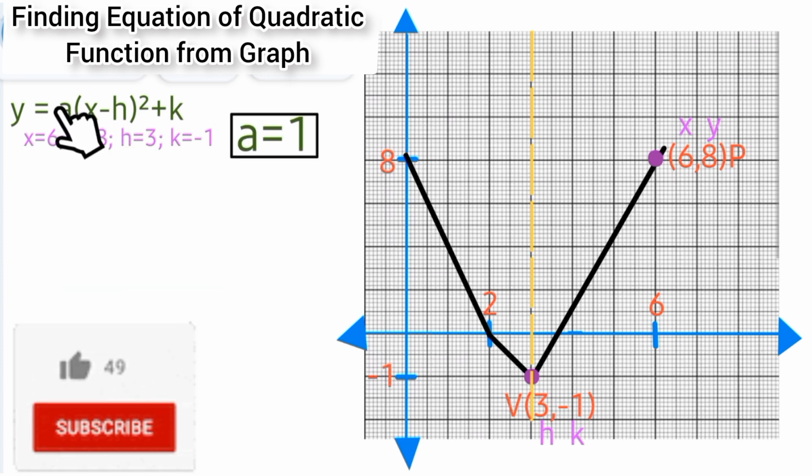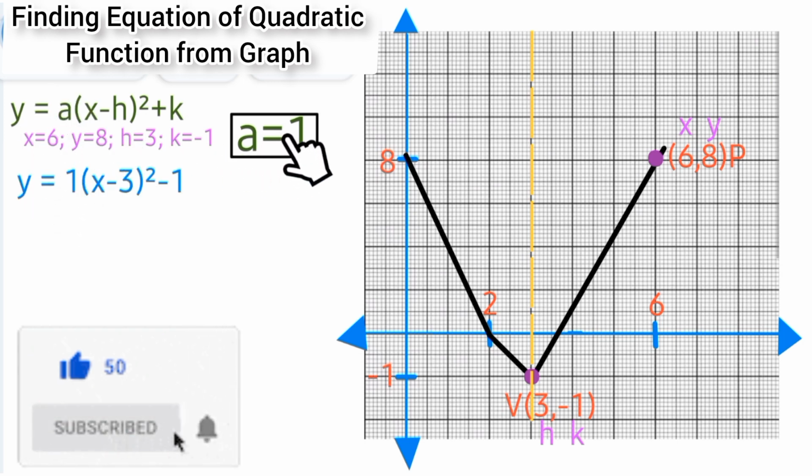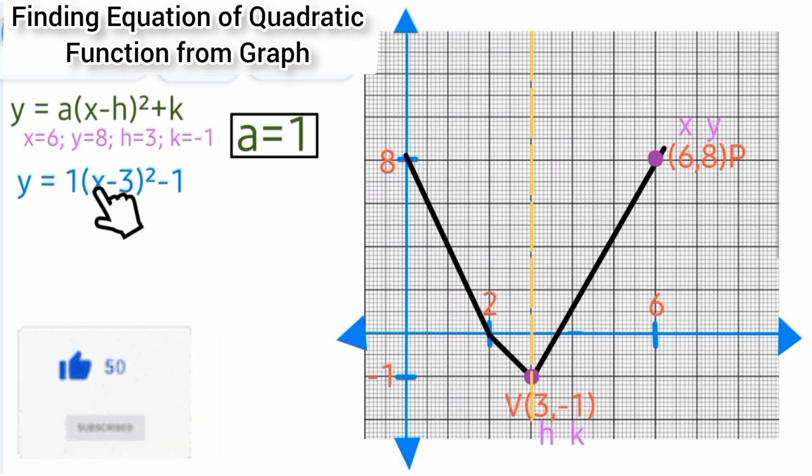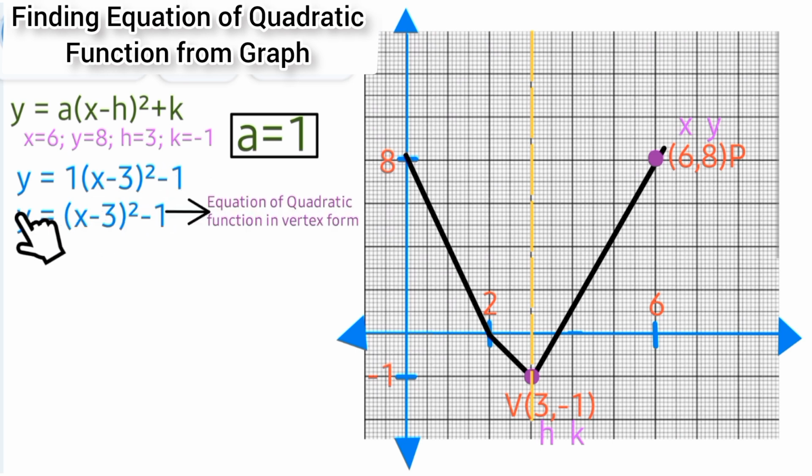Now, let's replace a with 1 in the vertex form equation, while x remains the same. So we have y equal to, we did say we'll replace a with 1, and then x, we also did say x remains the same, and then minus h, our h value is 3, squared, k, our k value is minus 1. These values times 1 remain the same, and then minus 1. So this is the equation of the quadratic function in vertex form.